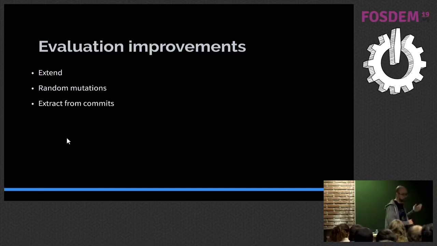Also, we need to extend the current ways of evaluation. We need to add more artificial changes. And also there is an idea to introduce random mutations to JavaScript source code files and see how much we can fix. It's not real, but it's also a nice indication of your robustness.